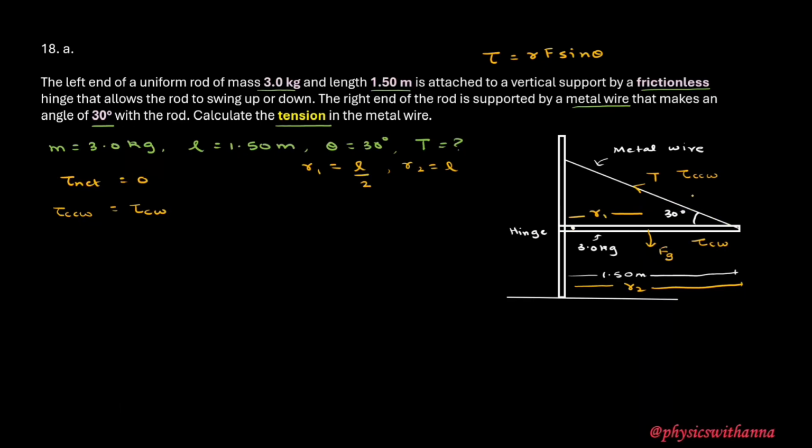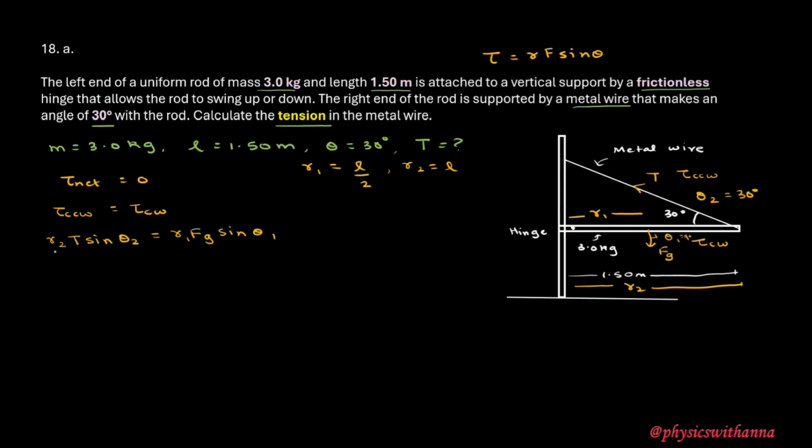Tension T is making an angle of theta equals 30 degrees with the rod. So we write theta 2 for tension as 30. Fg on the other hand is making an angle of 90 with the rod. So we write the angle theta 1 as 90. So let's substitute here. Counterclockwise torque we can write as R2 times the force acting, tension T, sine theta 2. Clockwise torque because of Fg will be R1 times force Fg into sine theta 1.